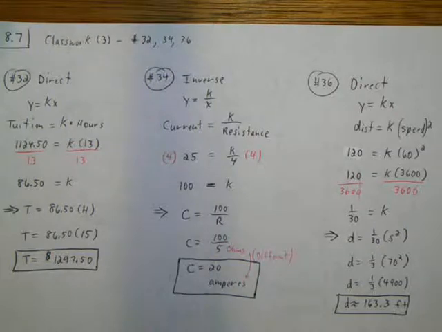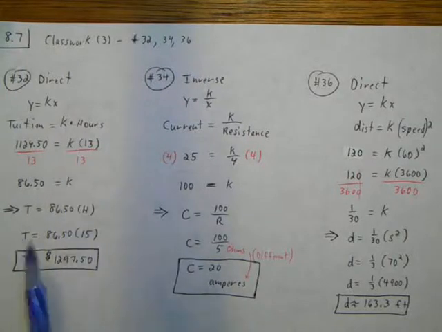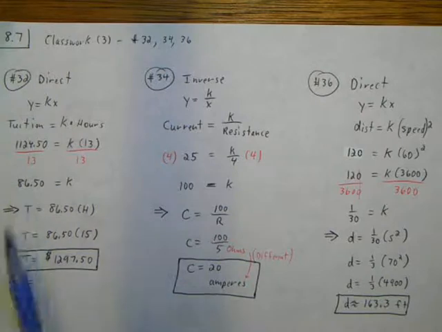Classwork number 3. Classwork number 3 has 3 problems. First one, direct variation, tuition, and credit hours. This was similar to the one that we did in our notes. Here I use the word notes instead of credits. I'm not real consistent, but you guys get the idea.